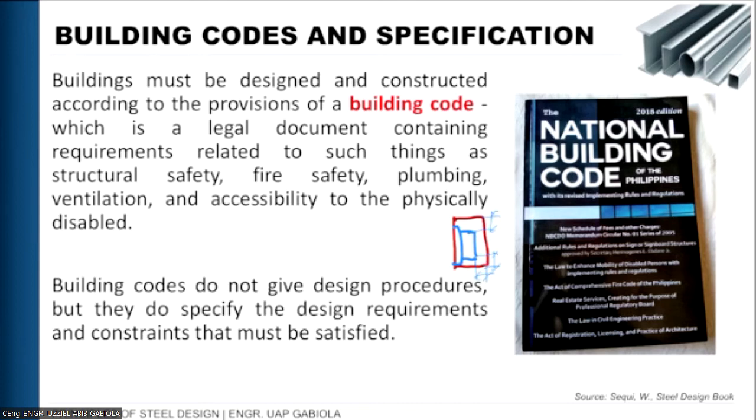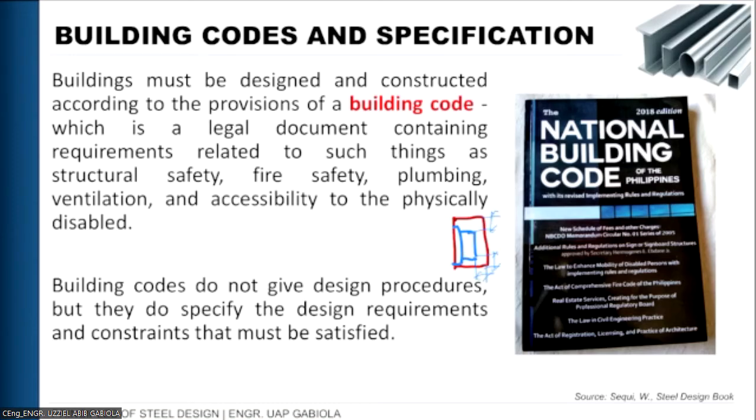And more or less, architects know this by heart. In our building design subject, we try to review the minimum clearances, the spaces that we need for a specific area of the structure. Let's say for a bedroom, this is the only size allowed, this is the minimum dimension. For the CR, this is the minimum area that we should have.